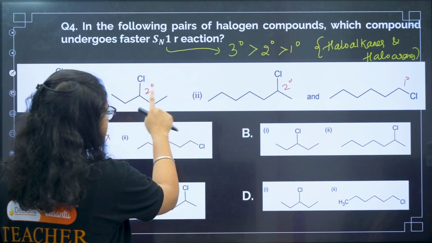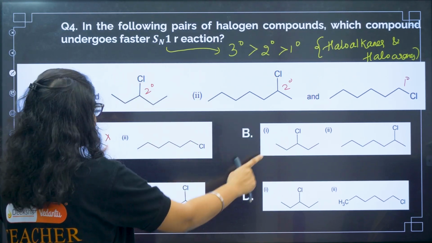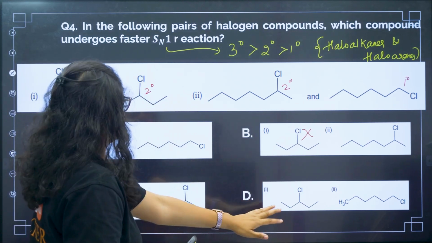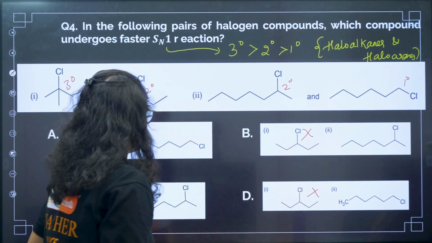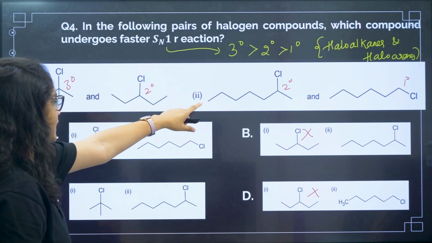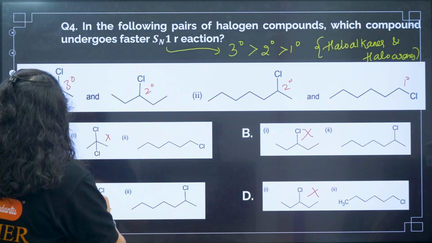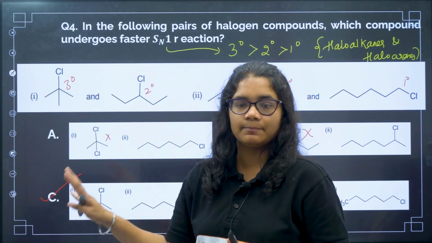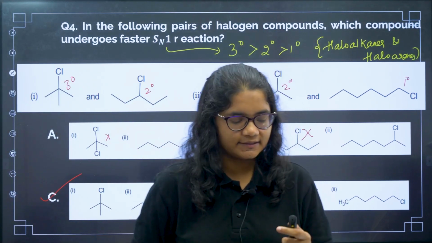Here they are telling this one will react faster, right? But that is not the case. Why? Because we have a 3 degree. So that is why this option is also wrong. Now the same case, this option is also wrong. Here you see the tertiary will react from the first two, and from the second two, the secondary will react. So the correct answer for this question is option number C. Option number C is the correct answer.